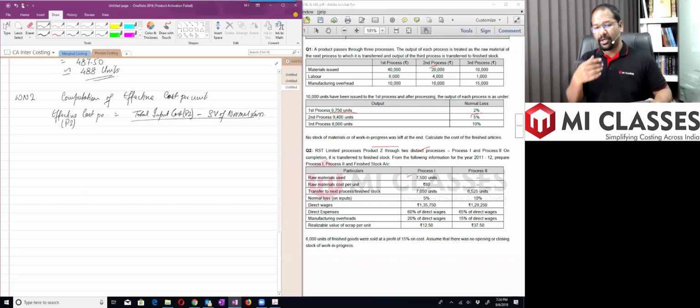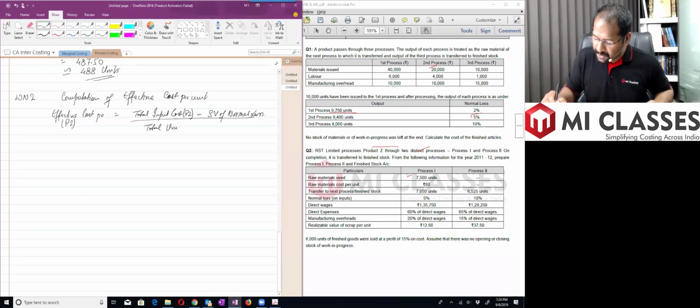Keep repeating with me. You will remember it. Now, divided by total units of Process 2 only, minus units of normal loss. Remember, it is normal loss only, not any other loss.